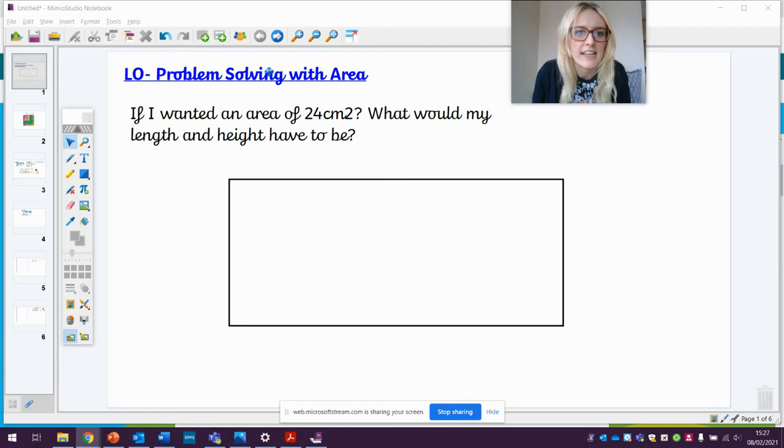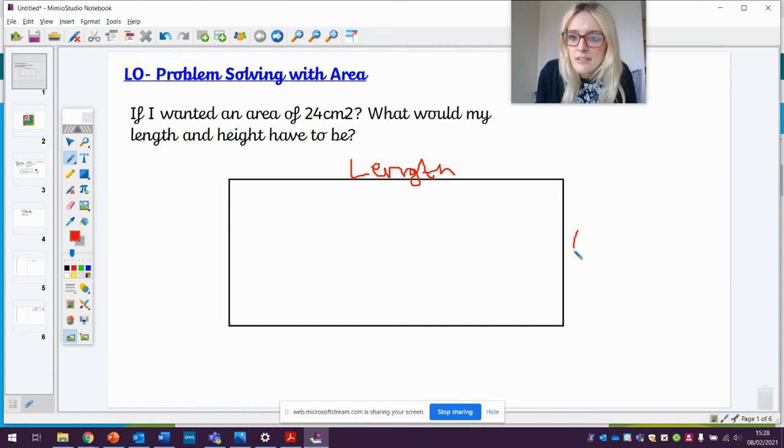Then what we're learning to do today is we're going to problem solve with area. So if I wanted an area of 24 centimetres squared, what would my length and height have to be? Now, previously, we've been doing lots of arrays. If you can remember how you find out the area, you do the length times by the height. This is how you find out the area of this bit here in the middle. So remember, the perimeter is the distance around the outside length, and the area is this little bit in the middle. So how would I find the area of this if I haven't got any measurements?